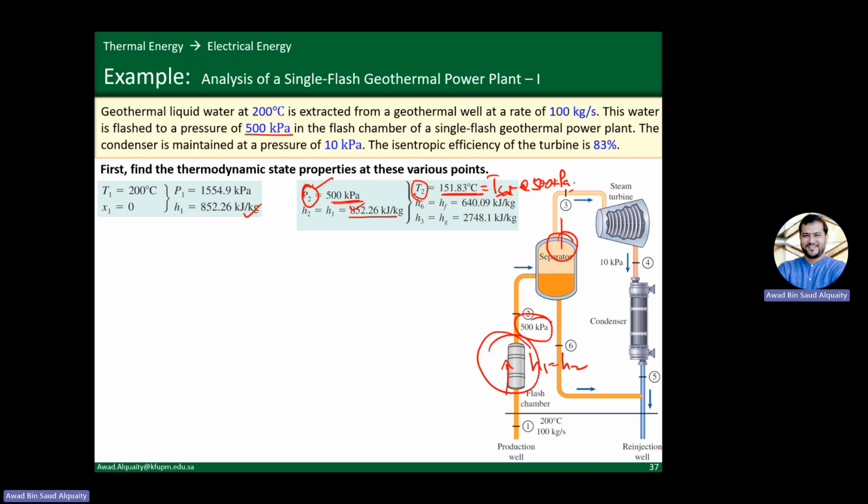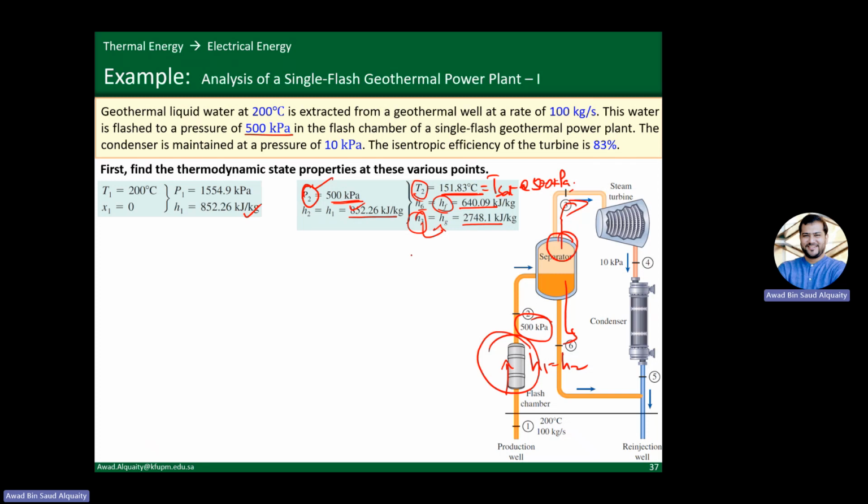As we said, the vapor is what ends up going in the steam turbine. The liquid is what we send to the condenser. We reinject it back into the well. So when we look at H6, H6 is simply Hf at 500 kilopascal, which is 640.09. And H3 is the enthalpy of saturated vapor at that condition. So it's 2748.1. So now we have quite a few properties. We need some more though.